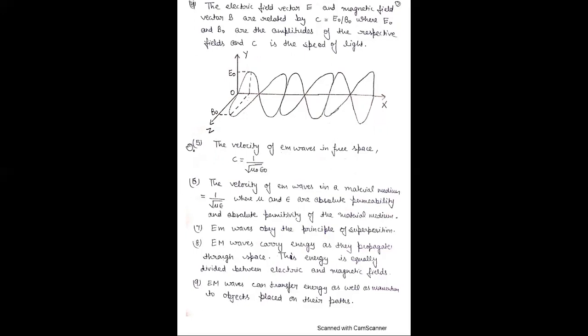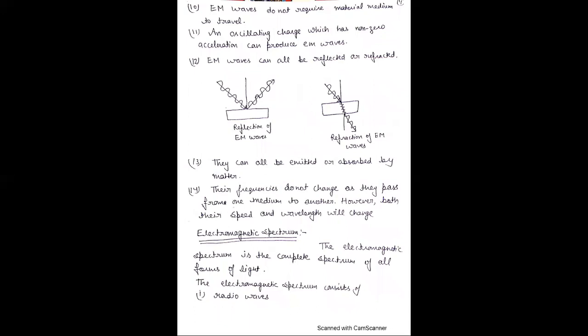EM waves can transfer energy as well as momentum to objects placed on their path. If an object is placed here, and the electromagnetic waves carry energy and momentum, then they transfer their energy and momentum to the objects that are placed on their path. EM waves do not require any medium to travel.